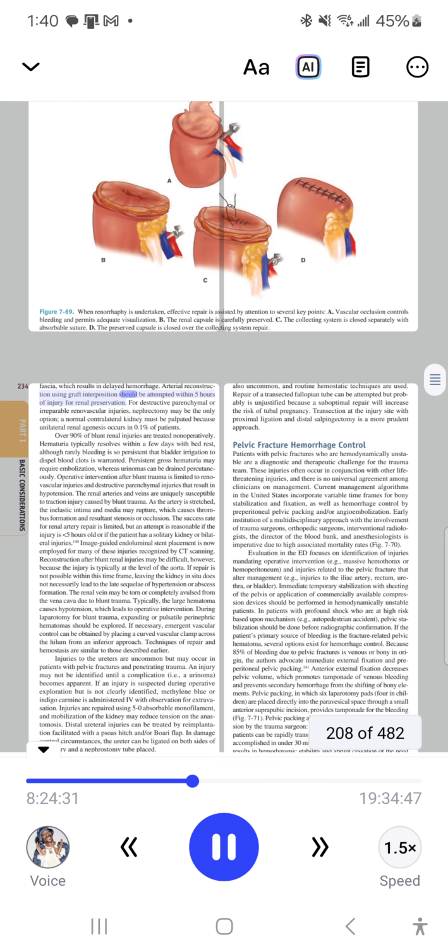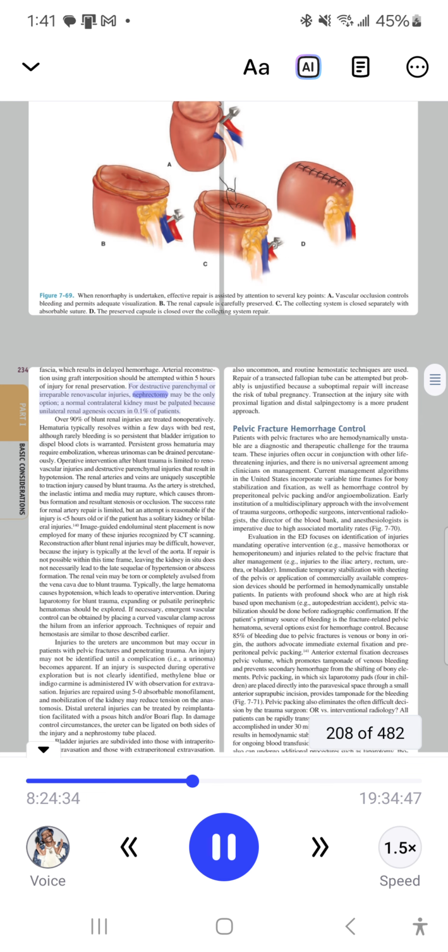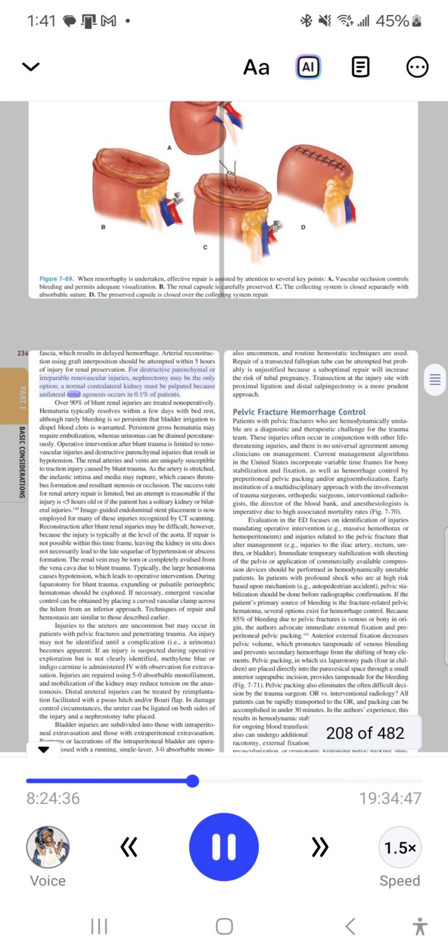Graft interposition should be attempted within 5 hours of injury for renal preservation. For destructive parenchymal or irreparable renovascular injuries, nephrectomy may be the only option. A normal contralateral kidney must be palpated because unilateral renal agenesis occurs in 0.1% of patients.